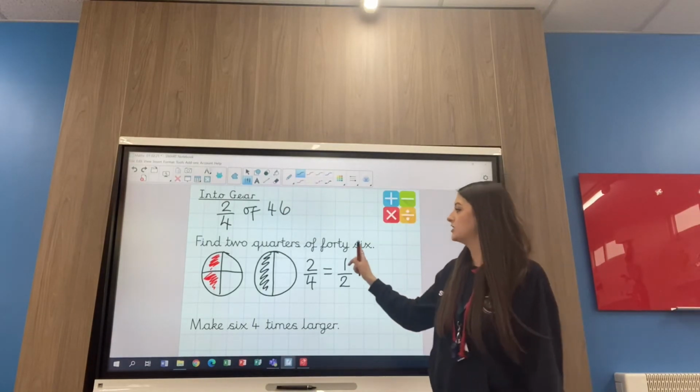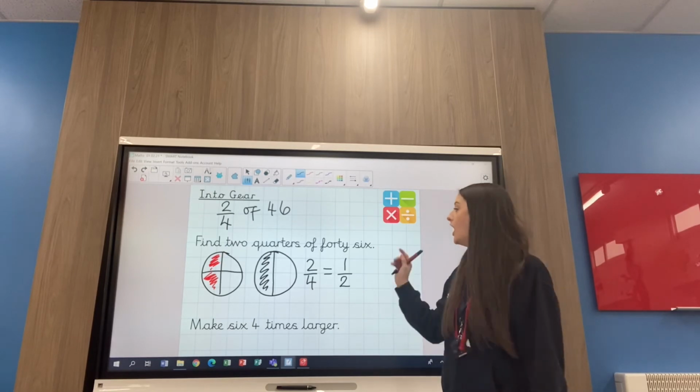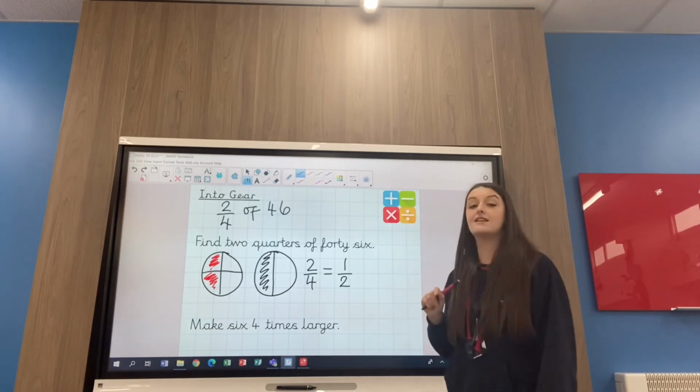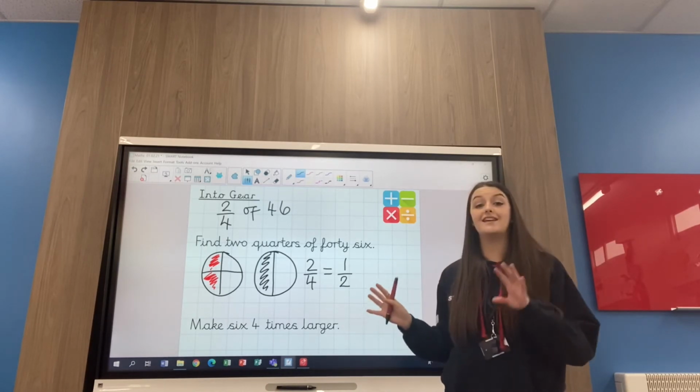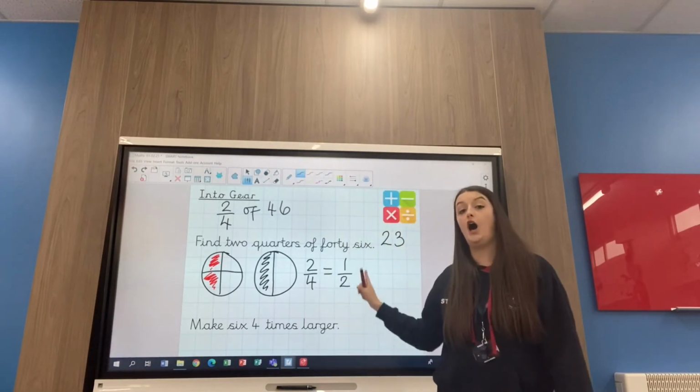Okay, so this question is asking us to find a half of 46. And I know a half of 40 is 20 and a half of 6 is 3. So if I put them together, I have got 23. I've found a half. Because I know that 2 quarters is equivalent to a half.